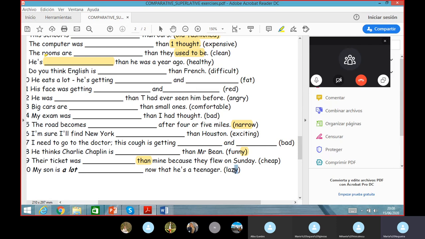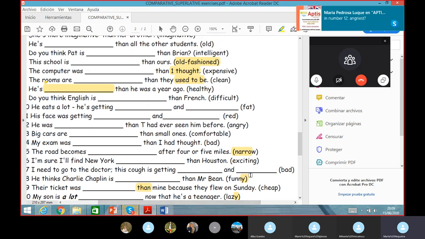No es que that esté mal. My son is a lot lazier, ¿ok? With I-E-R. Is a lot lazier now that he's a teenager. Mi hijo es mucho más vago ahora que es un adolescente, ¿vale? Se sobreentiende que aquí diríamos than before. Lo estaríamos comparando con una etapa de la vida, ¿vale? Es decir, no siempre tengo que buscar el than. Si lo estoy comparando con otra cosa, sí, por supuesto, pongo el than, pero no es obligatorio, ¿ok? My son is a lot lazier now that he's a teenager. Significa, antes no era tan vago. Lo estoy comparando con él mismo, ¿ok? So we don't use than.